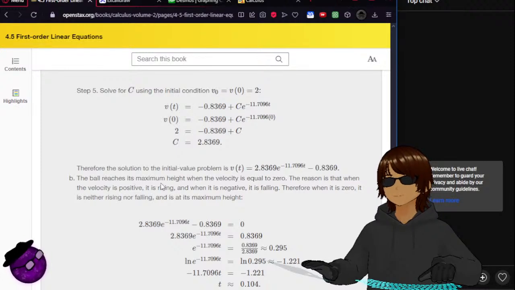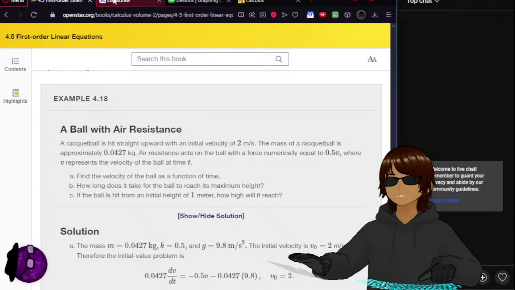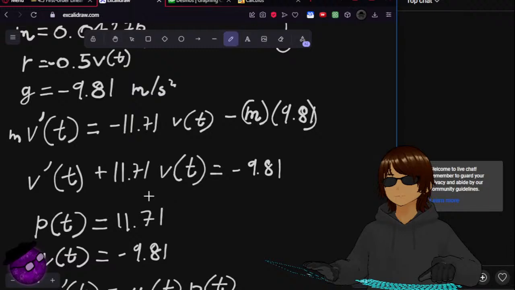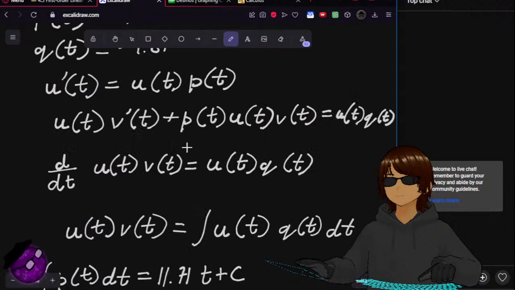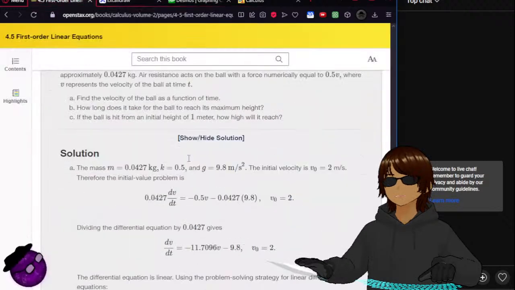The ball reaches its maximum height when the velocity is equal to 0. The reason is that when the velocity is positive, it is rising, and when it is negative, it's falling. How long does it take to reach its maximum height? So then the derivative is 0. Then we substitute the equation for v(t), set it to 0, and find the value of t.